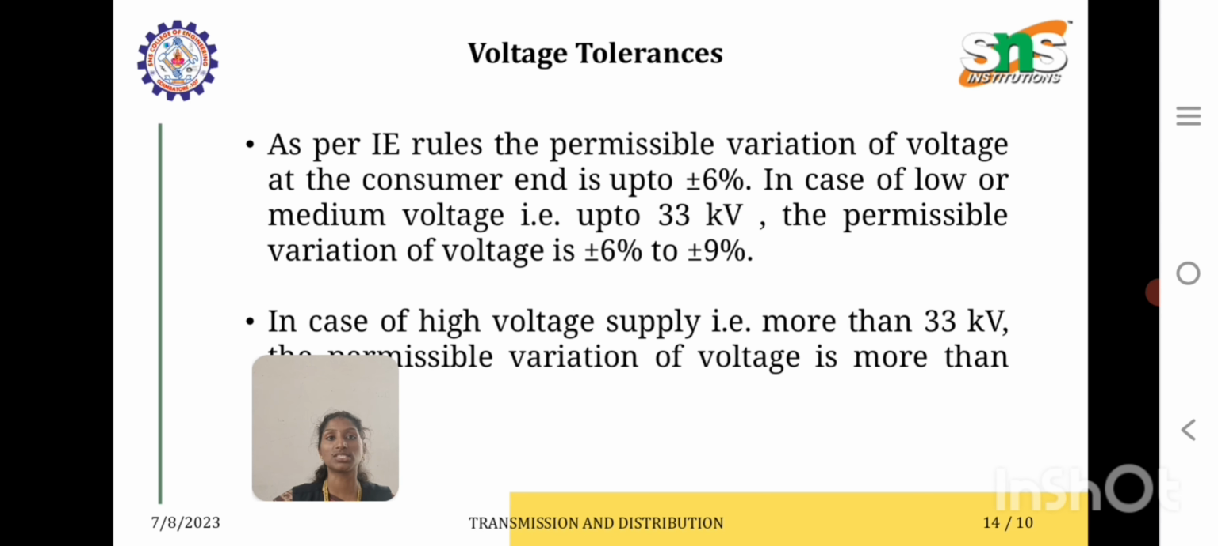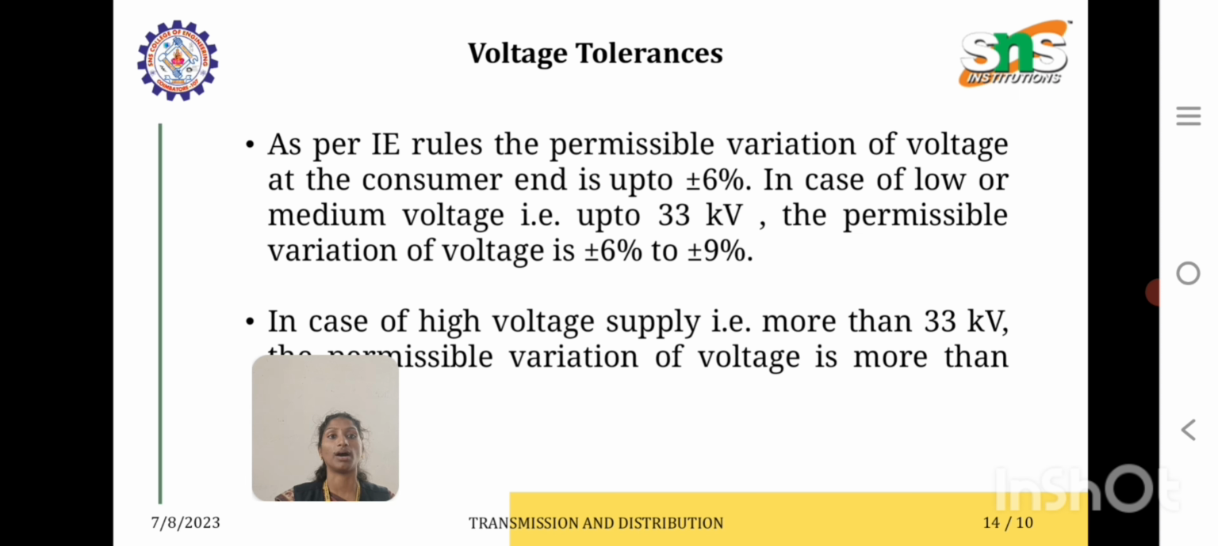And the next important term is voltage tolerance. So what is voltage tolerance? If we are generating some 400 kilovolt of power at one generating station, and it should reach the consumer, we know that we all face losses due to natural calamities. So what is that tolerance value?